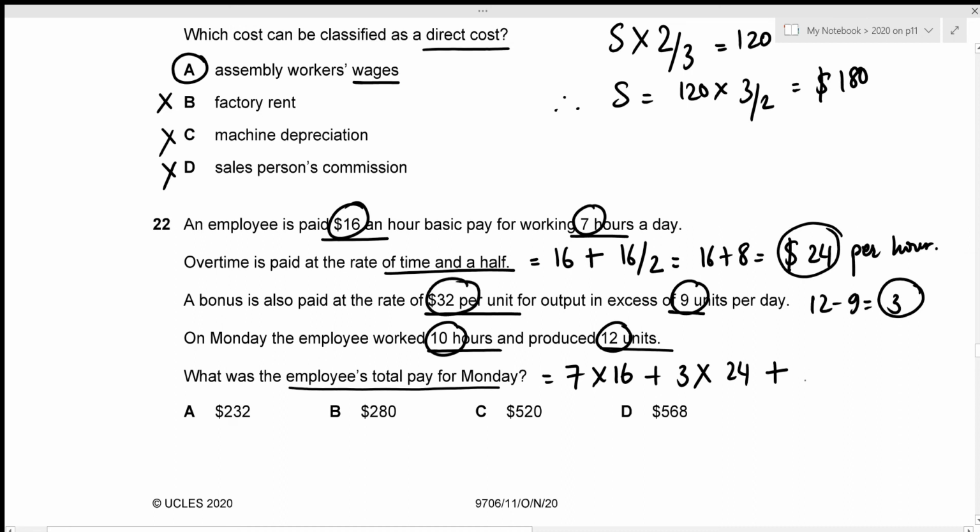That's 3 times 32. Okay, and this gives our employee's total pay for Monday to be 7 times 16 plus 3 times 24 plus 3 times 32, which results in 280. Alright, this value is given in option B. That will be the correct answer. Now we can move towards question number 23.